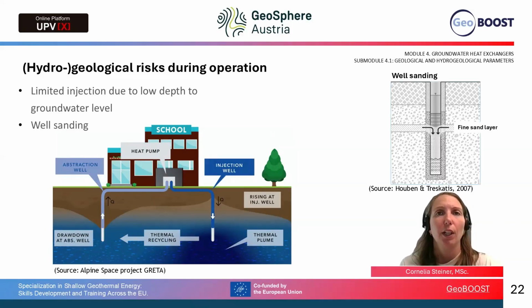Well sanding can occur if pumping not only moves groundwater, but also sand into the well, which can decrease the pumping rate. And to avoid that, well construction has to be done very carefully. This includes choosing well pipes and grain size of the backfilling that match the aquifer material surrounding the well.